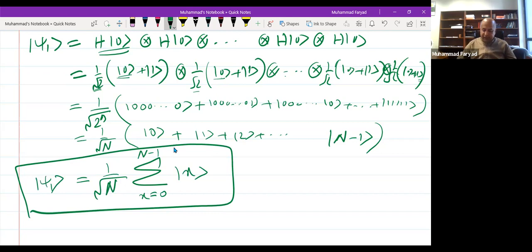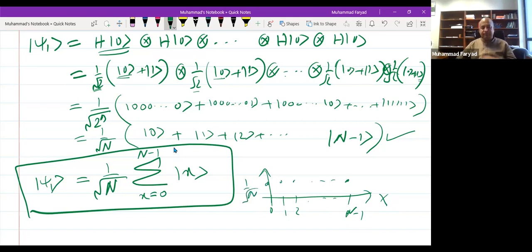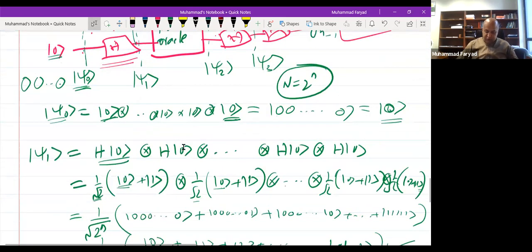So this is actually exactly the uniform superposition that I was talking about, because this is a state that has all possible input combinations, but with equal amplitude. So psi1, if you plot it in terms of x for inputs 0, 1, 2, all the way to N minus 1, has equal amplitude for all states, and the amplitude is equal to 1 over square root of N. So we have prepared a uniform superposition of all possible inputs.